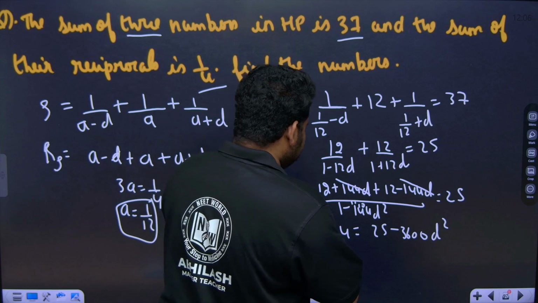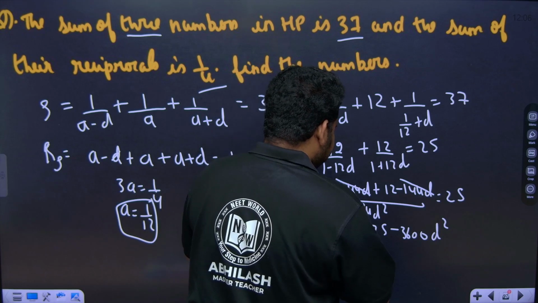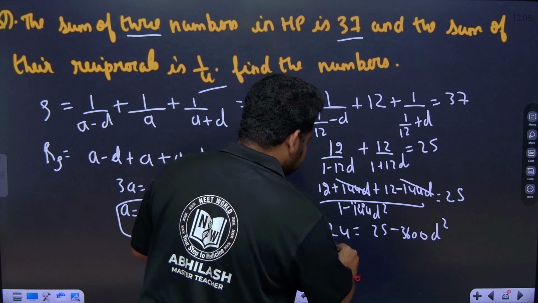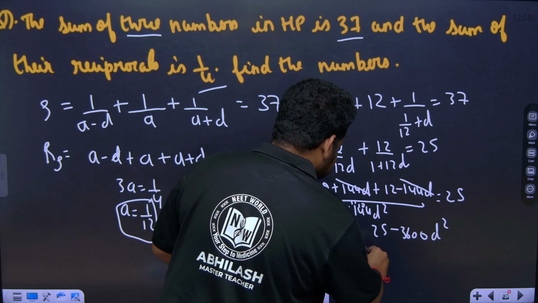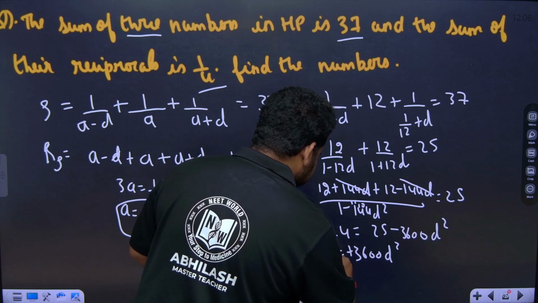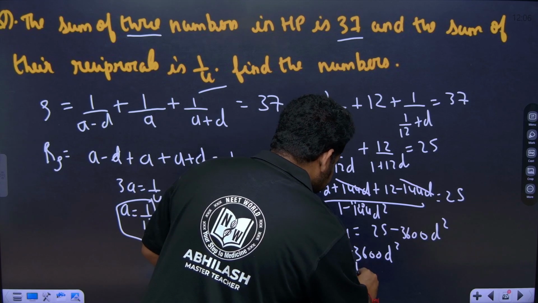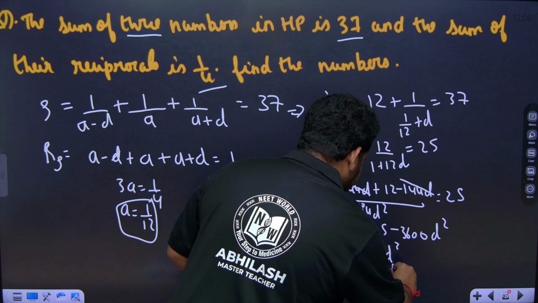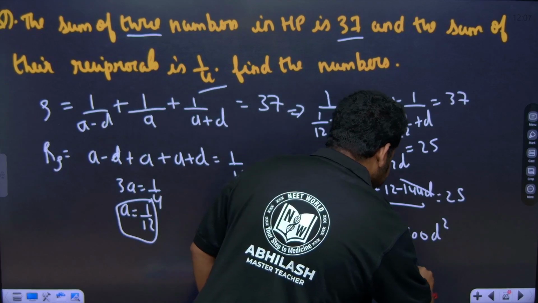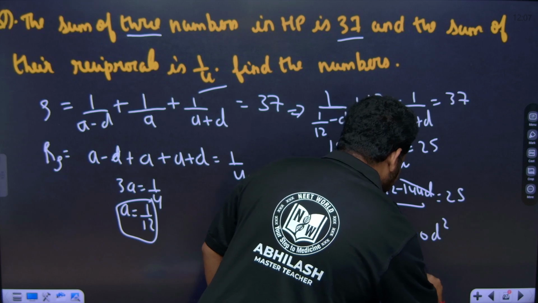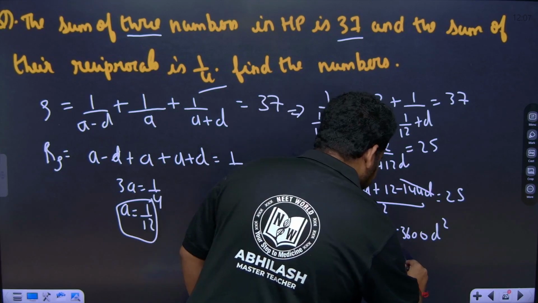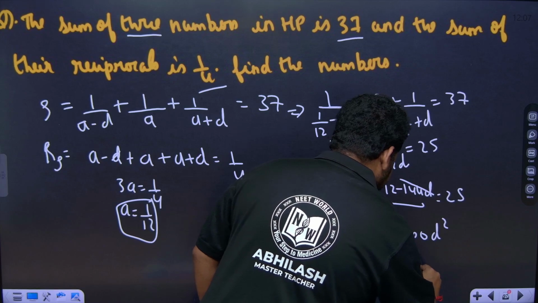Now in terms of d, we don't have any other term. If I send it this side, this will become minus 1 is equal to minus 3600 d square. This will become plus, so d square is equal to 1 by 3600. So d will be equal to plus or minus 1 by 60, because the square root of 3600 is 60.